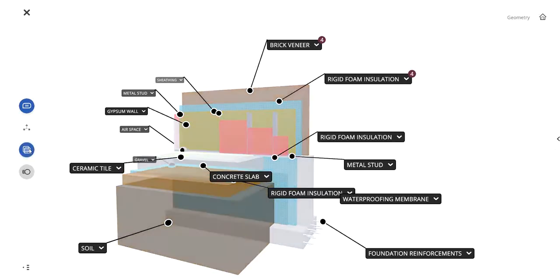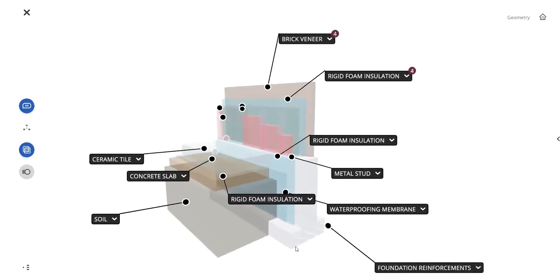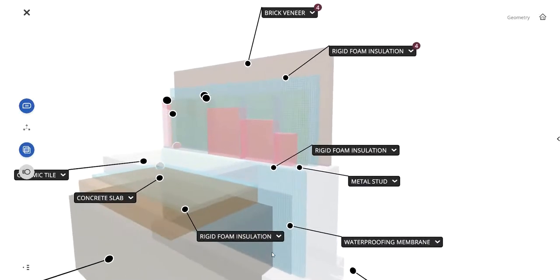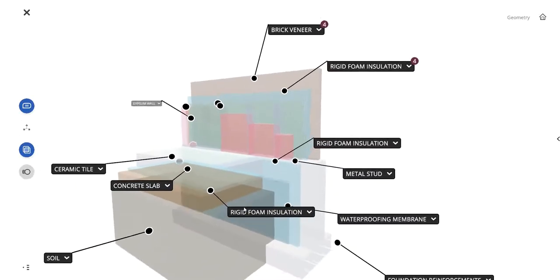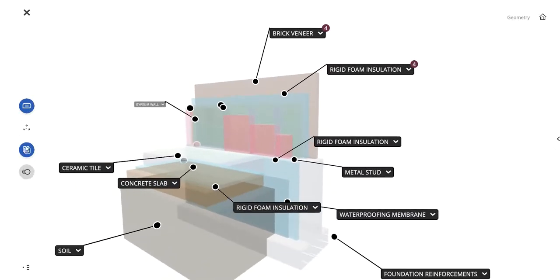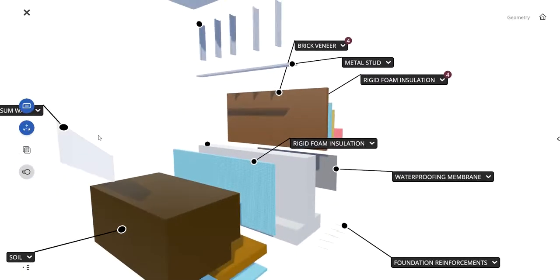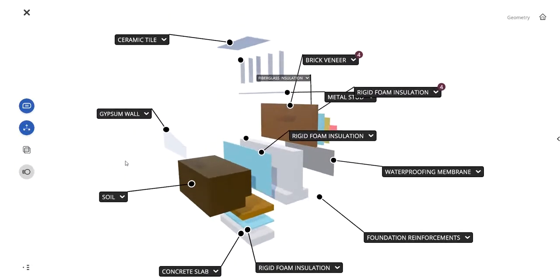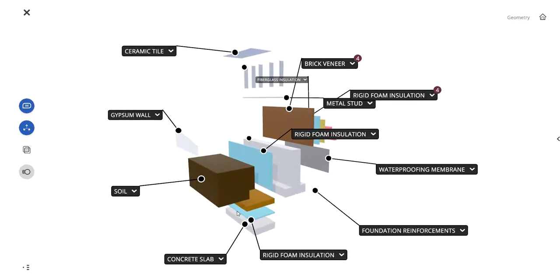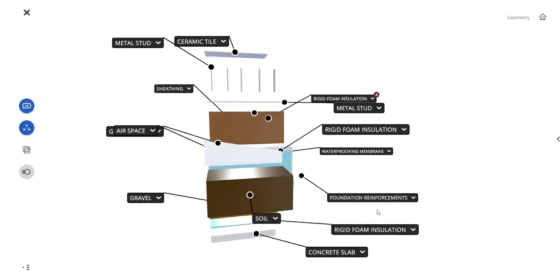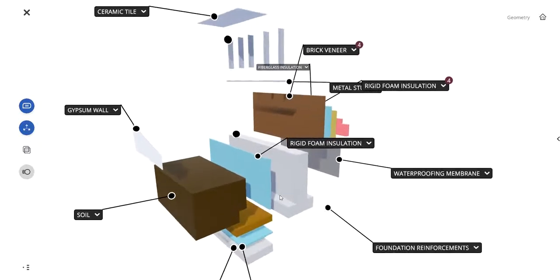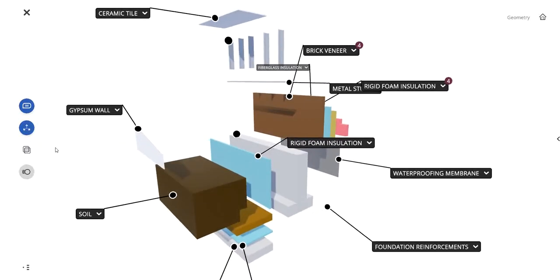You can even make it transparent to make it easy for students to understand what's behind, and yeah, it's a pretty nice model here. Even you can break the model into simple pieces, and this is a nice way to show the parts of the model.